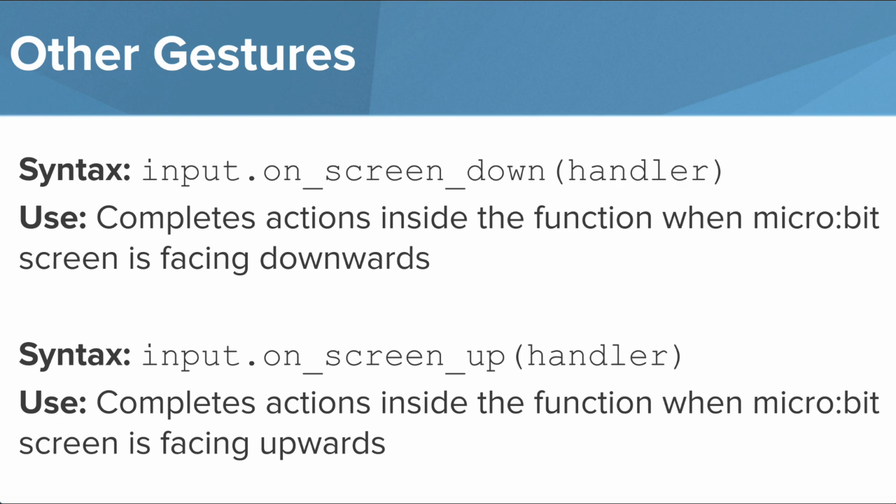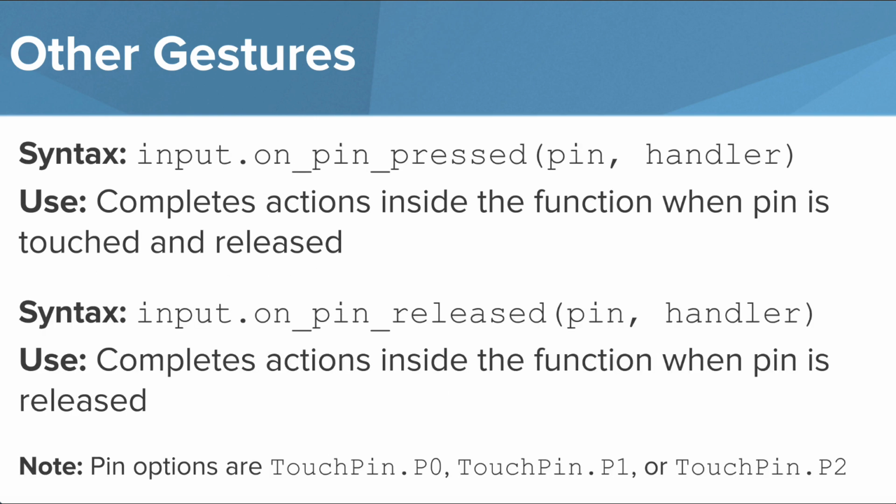The onScreenDown function completes the listed actions when the micro:bit screen faces downwards, and the onScreenUp commands are completed when the screen is facing upwards. The onPinPressed function completes the listed commands when a pin is touched and then released, and the onPinReleased function completes the commands only when a pin is released. Note that the options for pin inputs here are touchPin.P0, touchPin.P1, and touchPin.P2.